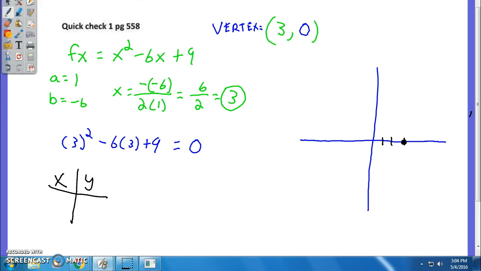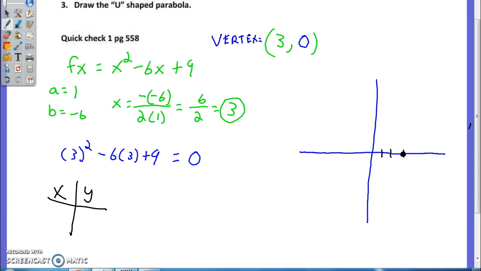Move that up a little bit. I'm going to pick 0 as one of my points to the left, and then I need to pick a point to the right, so I'm just going to go up 1 from 3, and I'm going to pick 4. So these are my 2 points that I'm going to pick. 0 is always a good number to pick because the math is pretty easy to do.